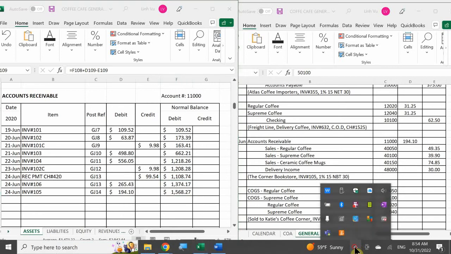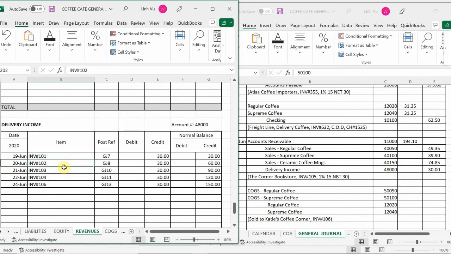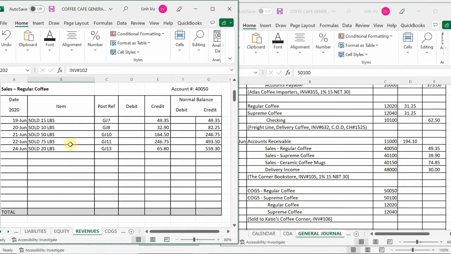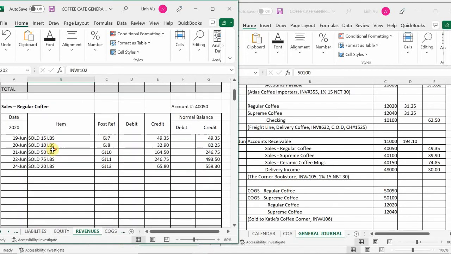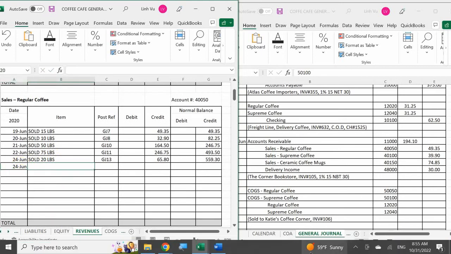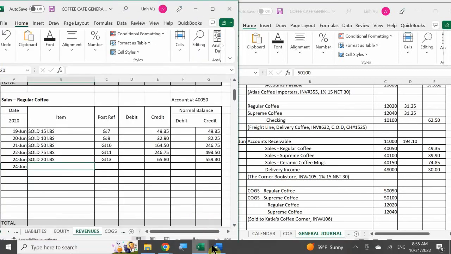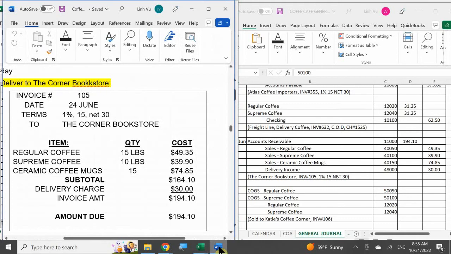Now we have to go through the sales, the revenues, to update all of the sales that we did. Okay, starting with regular coffee. How many pounds of the regular coffee did I sell? Was it 15? Yes, 15, 10, and 15.